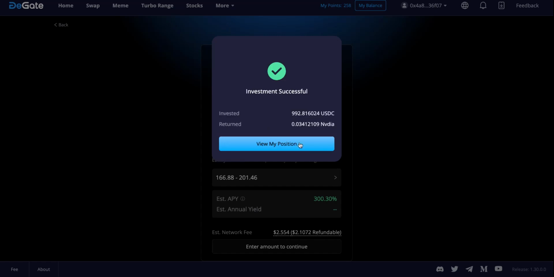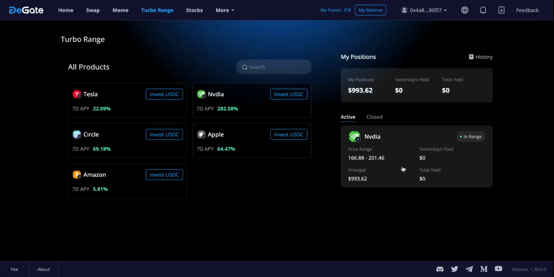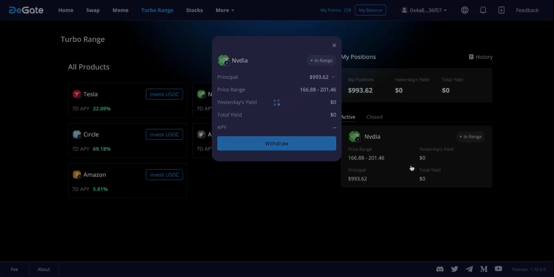Okay, so I'm done. There's a slight glitch here. View my position. Okay, so you can see that there is my active Nvidia position here. Look at that, and we're set.